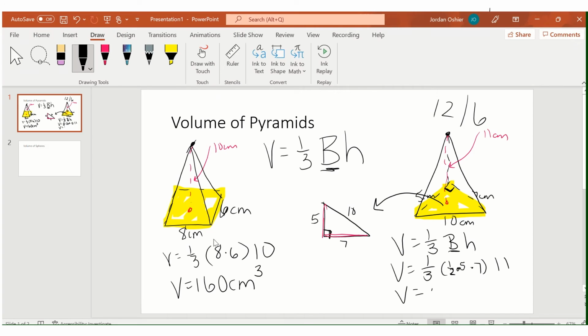So when we do that, I'm going to go ahead and round it to the nearest hundredth just for the sake of the lesson, centimeters cubed. So that's volume of pyramids. Obviously with some practice, that's going to get you where you need to go.